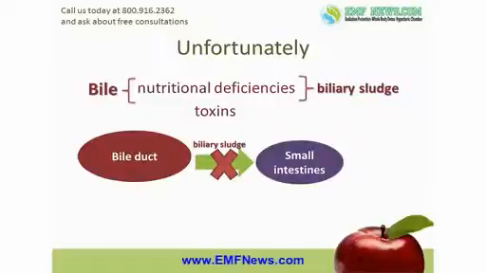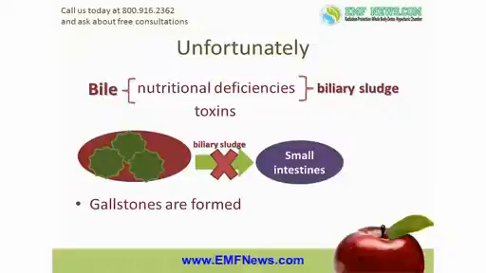Unfortunately, with nutritional deficiencies and exposure to certain toxins, bile can thicken and form what is known as biliary sludge. When this biliary sludge forms, it makes it very hard for the gallbladder to get the bile into the small intestines. It's like trying to squeeze glue through a straw. It is out of this biliary sludge that gallstones are formed.